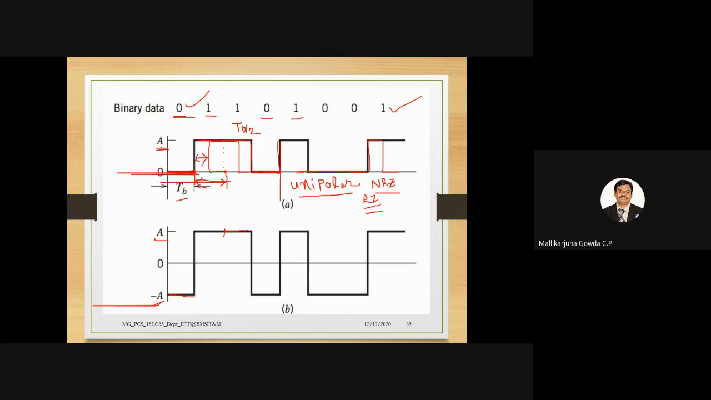And then the next bit is what? 0, right? That is why that is represented by minus A volts. The next bit is 1, so that will be represented by plus A volts. Then the next two bits are 0, so those two will be represented by minus A volts. Then next is 1, so that will be represented by plus A volts. Is that fine?